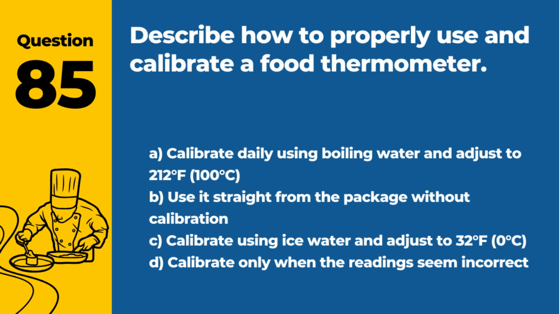B. Use it straight from the package without calibration. C. Calibrate using ice water and adjust to 32 degrees Fahrenheit, 0 degrees Celsius. D. Calibrate only when the readings seem incorrect. Answer: C. Calibrate using ice water and adjust to 32 degrees Fahrenheit, 0 degrees Celsius. A food thermometer should be properly calibrated using the ice water method and adjusted to 32 degrees Fahrenheit, 0 degrees Celsius, to ensure accurate temperature readings.